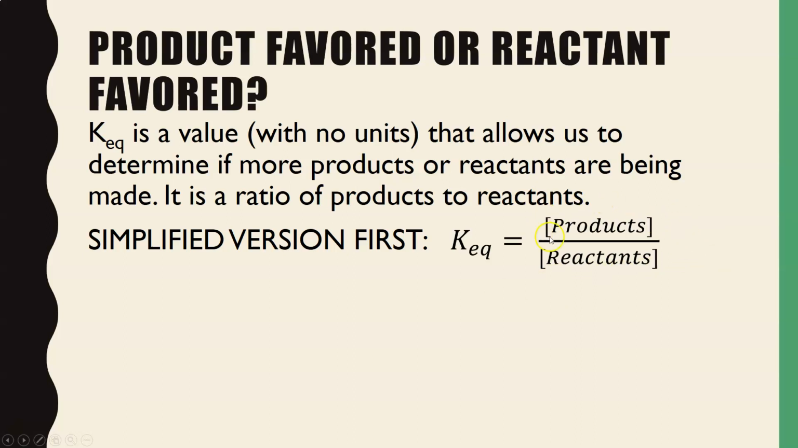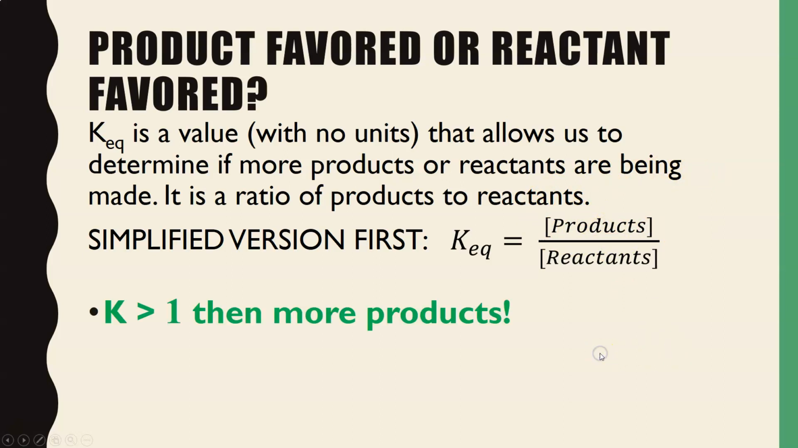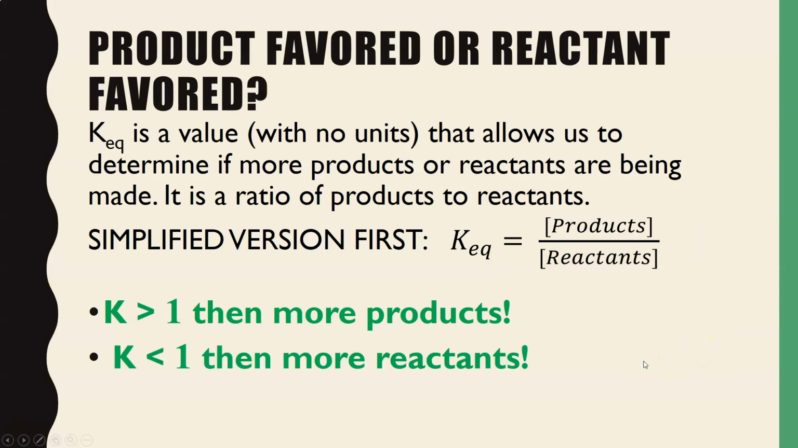If you have a lot of products when you're finished, your K value is going to be greater than 1. If you have a lot of reactants left when you're done, right, you're dividing by a big number, you're going to end up with a K value that is less than 1. If for some crazy coincidence you happen to have equal amounts of everything, then your K value would equal 1. It's just very unlikely to happen.